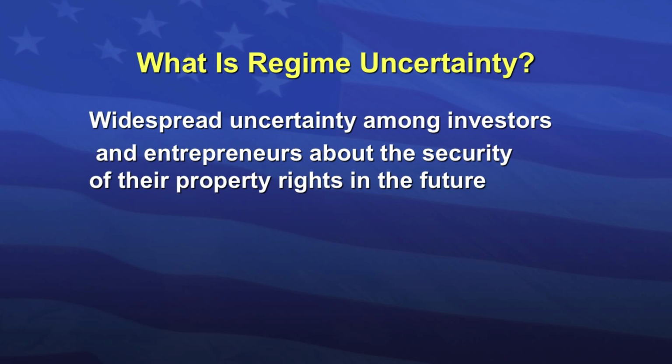So what is regime uncertainty? Essentially, it's widespread uncertainty amongst investors and entrepreneurs about what the structure or security of property rights will be in the future. And if entrepreneurs and investors have more uncertainty about what they think will be the property right structure in the future, they're going to end up standing on the sidelines, waiting to see how this all plays out. And as a result, they're not going to invest money, they're not going to build new plants, they're not going to hire new workers, they're not going to buy new equipment. So everything kind of shuts down for a while until there's more certainty about the property rights.